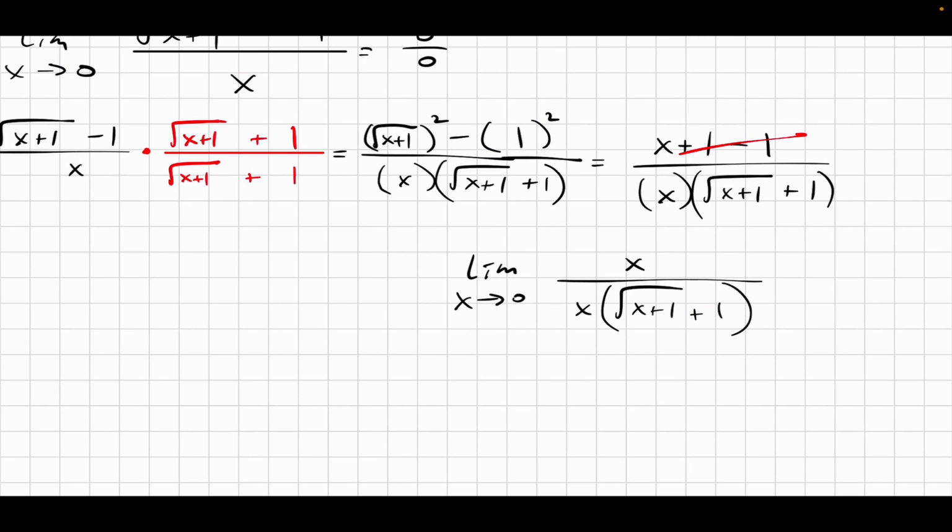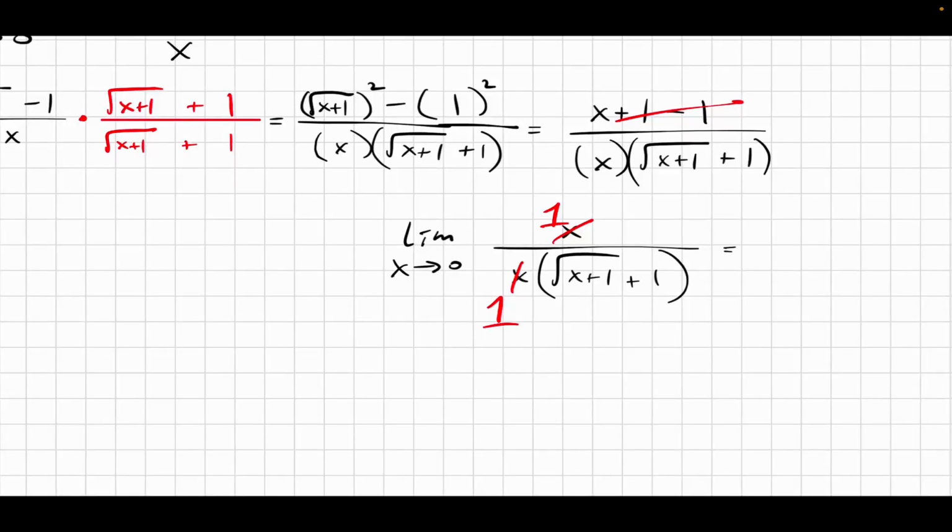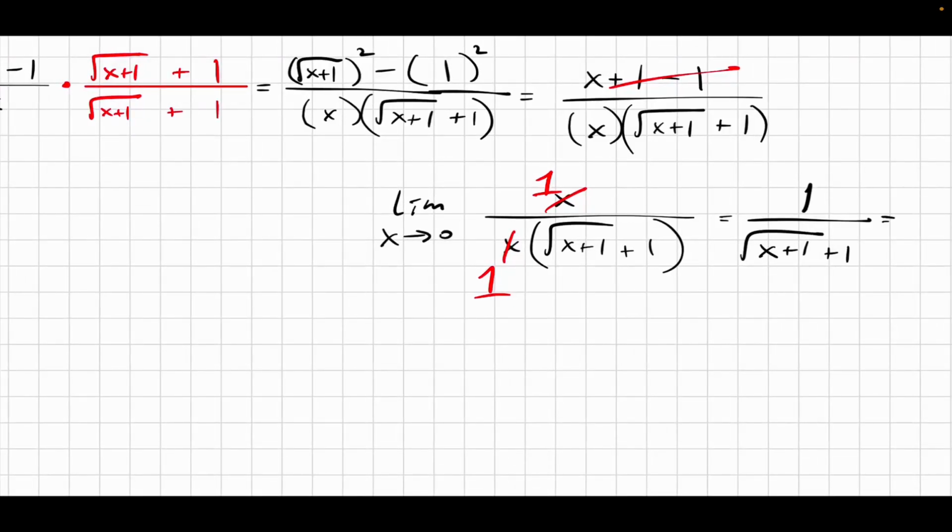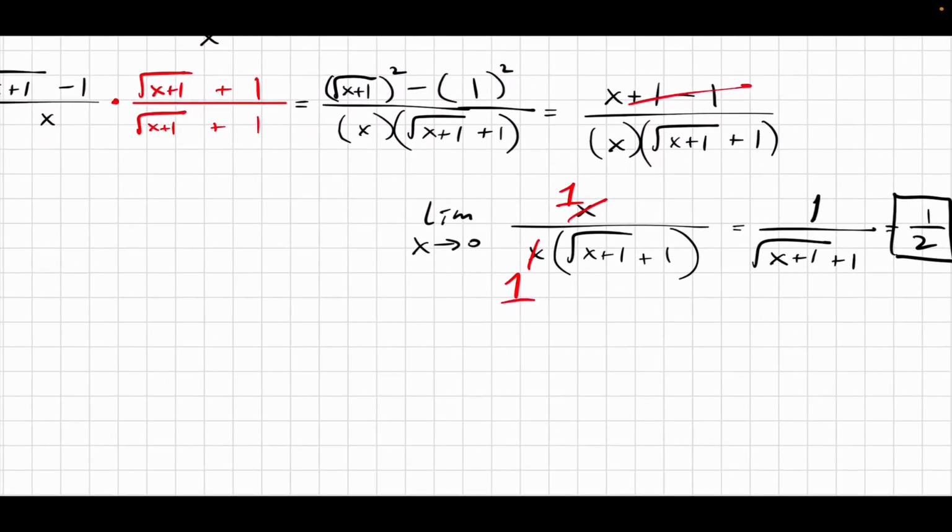And then the x's are both monomials, right? Inside the parentheses, binomial. So I can't touch that. But the x's are monomials. So now you can simplify those, and those will both become 1s. So you get 1 over square root x plus 1. And then when you plug in 0 there, what do you get? 1/2? And you got it.